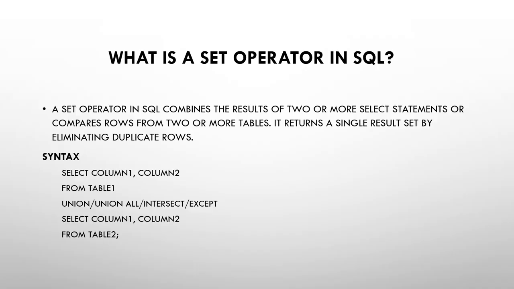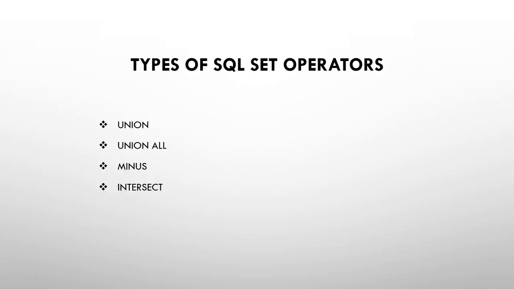Here is the syntax for set operator. Select column 1, column 2 from table 1, union or union all or intersect or except, select column 1, column 2 from table 2. Now what are the types of set operators? There are different types of set operators. They are union, union all, minus and intersect.